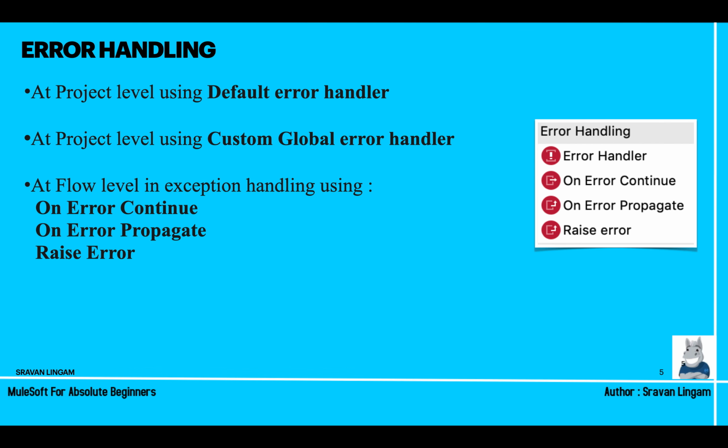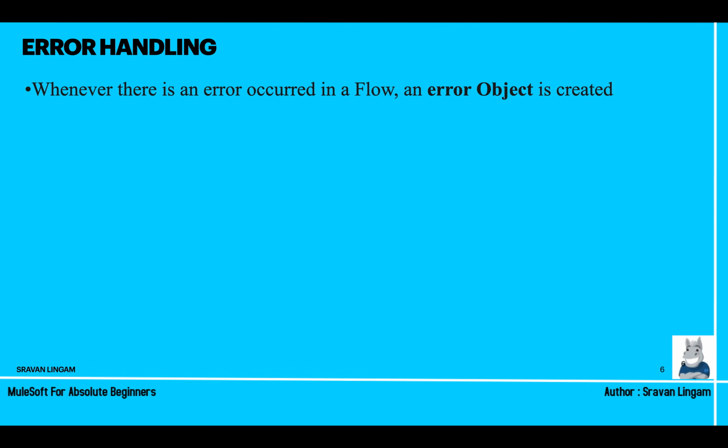First we'll discuss on error continue and on error propagate, and how they behave at various levels. That is the challenge here. For that, if you do some hands-on, you don't need anyone to explain things, right? So I'll try to do that for you. And within a flow or at process level, there is another scope called the try scope, which I will probably show in coming sessions. And whenever there is an error that occurred in a flow, this is really important, guys.